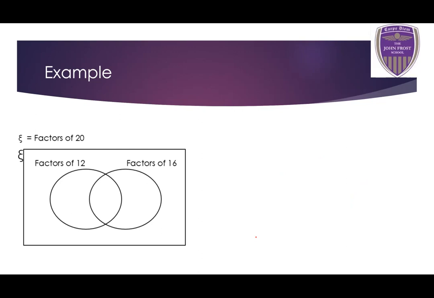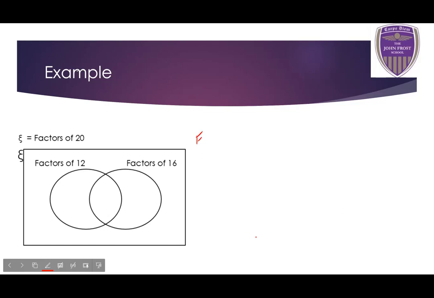So we need to complete this Venn diagram. Now, this whole box will contain all factors of 20, so only factors of 20 will appear in this box. In the circle on the left, we will have factors of 12. In the circle on the right, we will have factors of 16. And in the overlap, we will have factors of 12 and 16. Anything that is a factor of 20 that isn't a factor of 12 or 16 will go outside the circles. So let's think about what numbers we can first include in this Venn diagram.